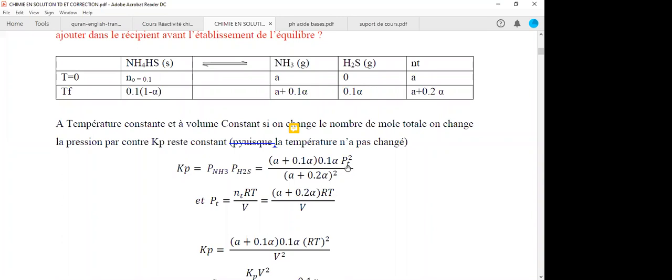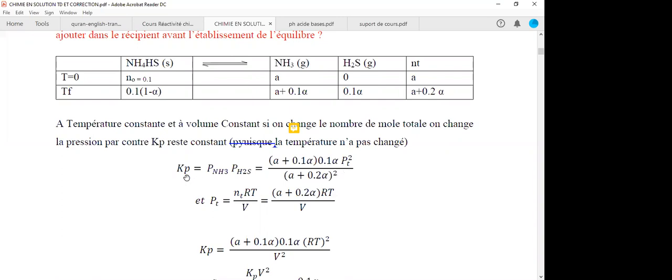Hello? Are you sure with how we came up with this P total squared here? How we arrived here? Or do you know how we arrived here? I'm a bit sure. A bit sure.